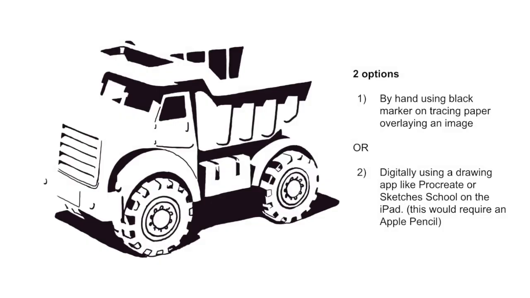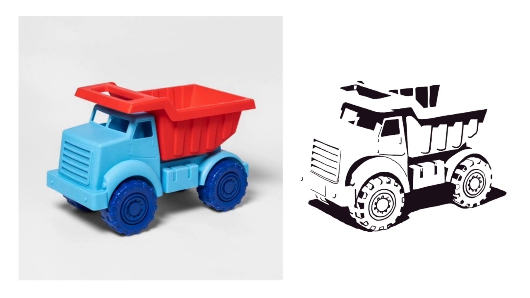For this project, you have two options. The first option is you can do it by hand using black marker on the tracing paper that I sent home, which you would overlay over an image of an object that you would choose. The second option is to do it digitally using a drawing app like Procreate or Sketches School on the iPad. This, though, would require probably an Apple Pencil or some other type of stylus to be effective. Whichever method you choose to use, the steps are the same.